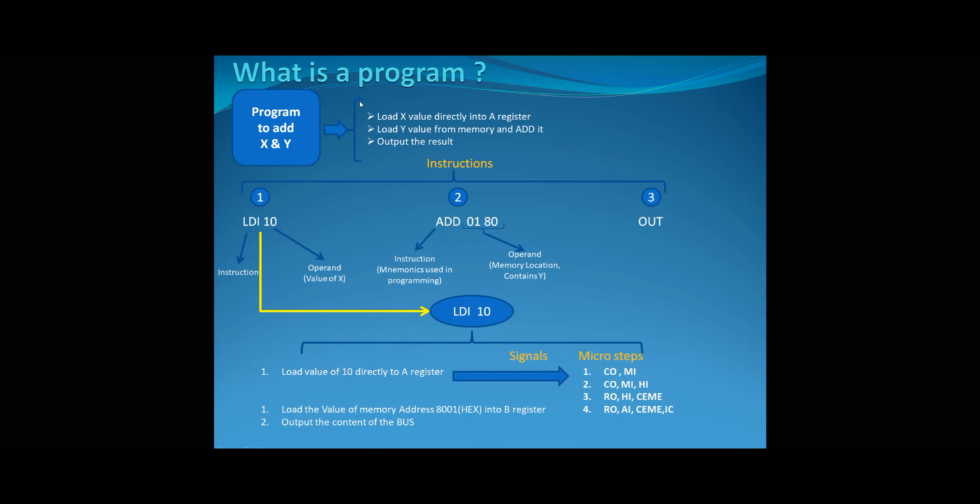Now, if it has been a little bit confusing, let's have a more detailed look at what a program actually is. Let's say that we are trying to execute a program to add two numbers, x and y. If you want to write that in plain English, we could say we want to load the x value directly into a register, and that probably means that we're going to do an LDI. The next step would be to load the y value, which is a value in memory at a specific memory address, and add it to our x value.